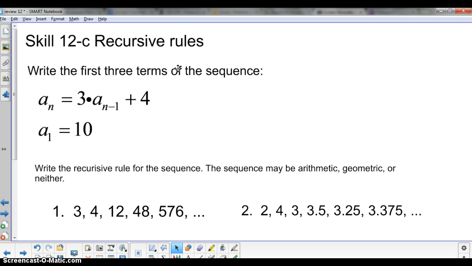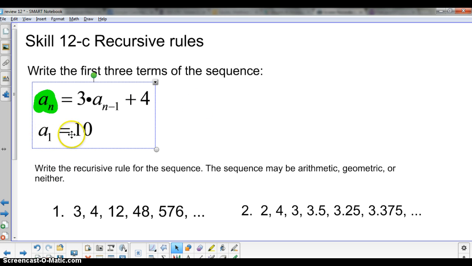And then it's again just identifying patterns, looking back on the previous numbers to see how we get the next number. So the first thing I'm going to ask you to do is just show that you understand what a recursive rule is. So here's the first one. A sub n is equal to 3 times a sub n minus 1, which means the previous term, plus 4. So what I want are the first 3 terms of the sequence.